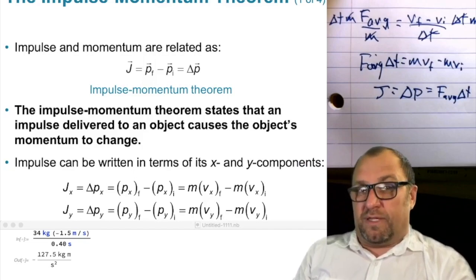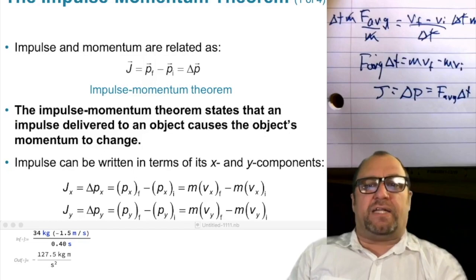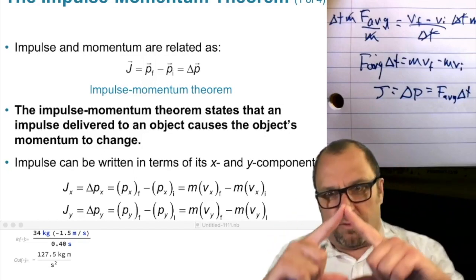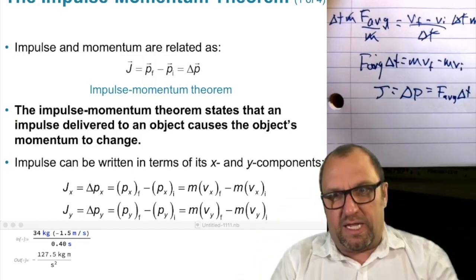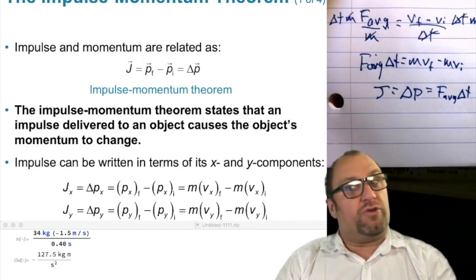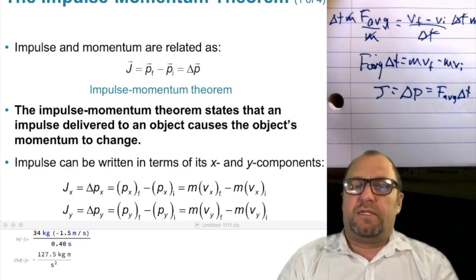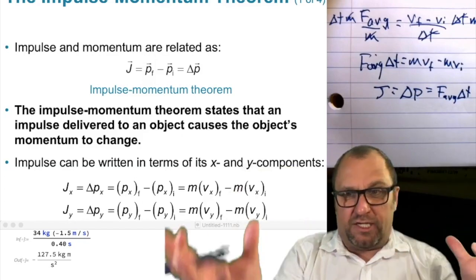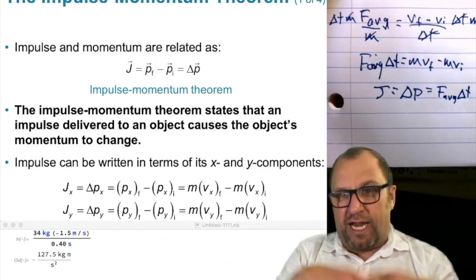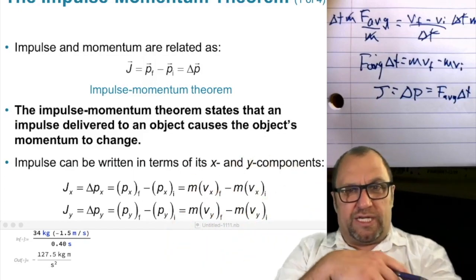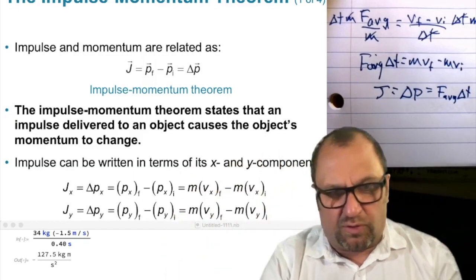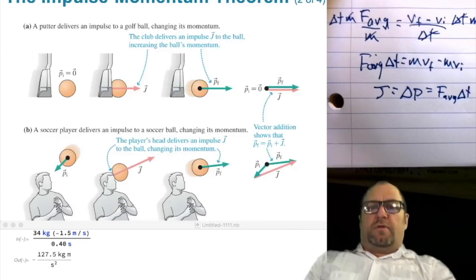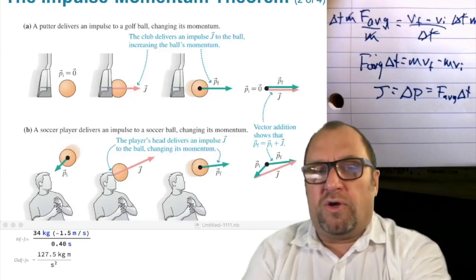Impulse and momentum are related. J equals PF minus PI. J is equal to delta P, the triangle being delta. Yes, you can have impulse in different directions. You could have a change in momentum in X, and a change in momentum in Y. Therefore, you get an impulse in X or Y. Okay, impulse and momentum theory.